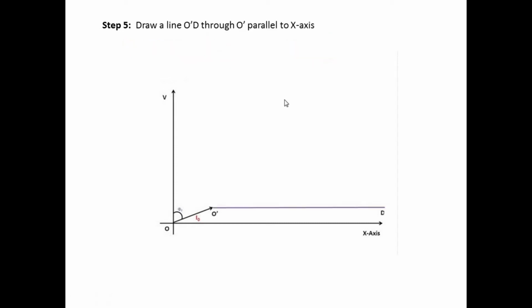And now we have to draw a line O dash D parallel to the x-axis, a line through O dash.